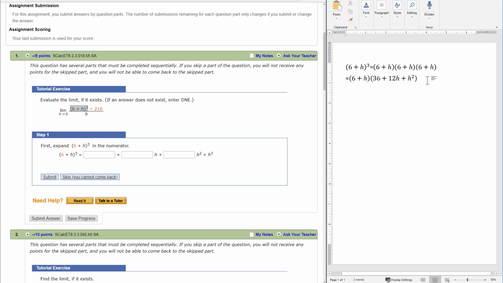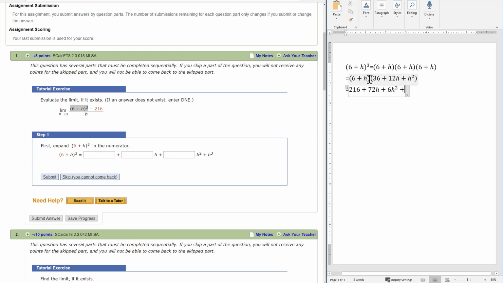So let's go ahead and distribute the 6 through, imagining that we're going to multiply this whole thing by 6, and so these things are going to change. 6 times 36, I believe it's 216. 12 times 6, I believe that's 72, and h squared times 6 is just going to be 6h squared. Alright, so that's the 6 part being distributed, but we're not done yet here.